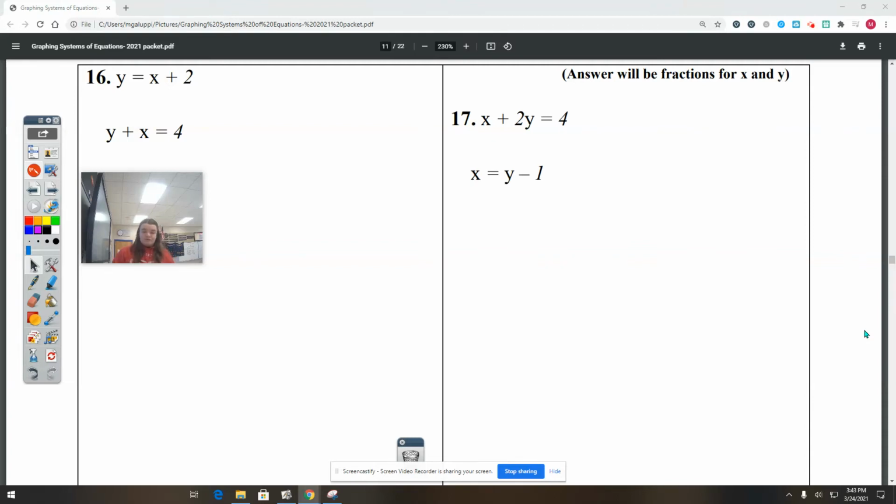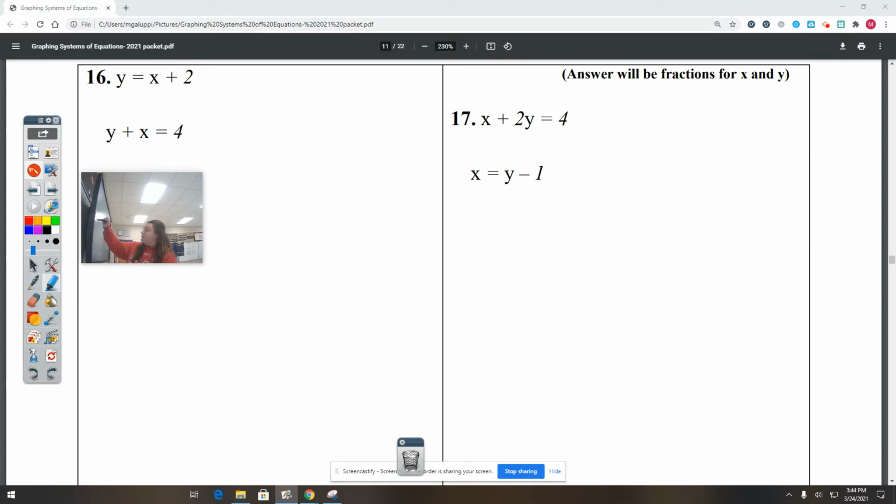All right, so you should have just completed questions 15 and 16 on your own. We're going to do 17 together, and then you'll do question 18 on your own to finish the assignment. So for question 17, I have x plus 2y equals 4 and x equals y minus 1.